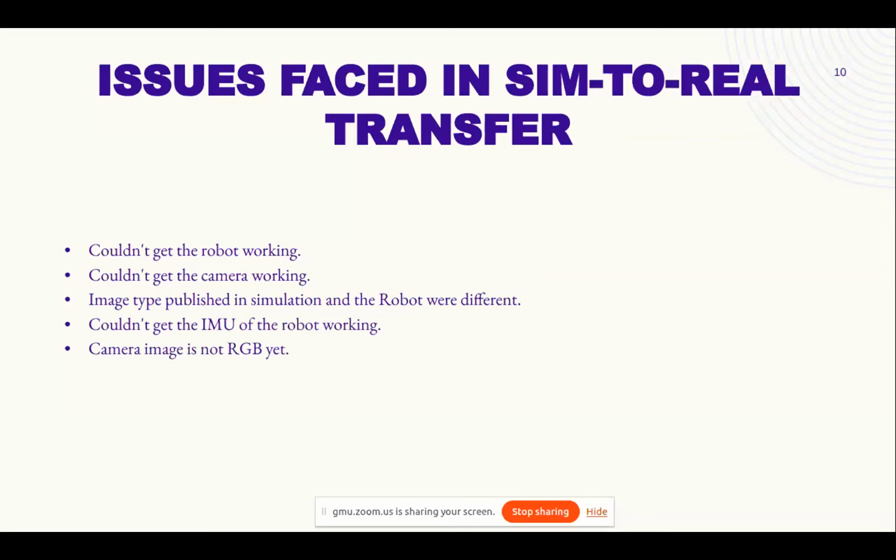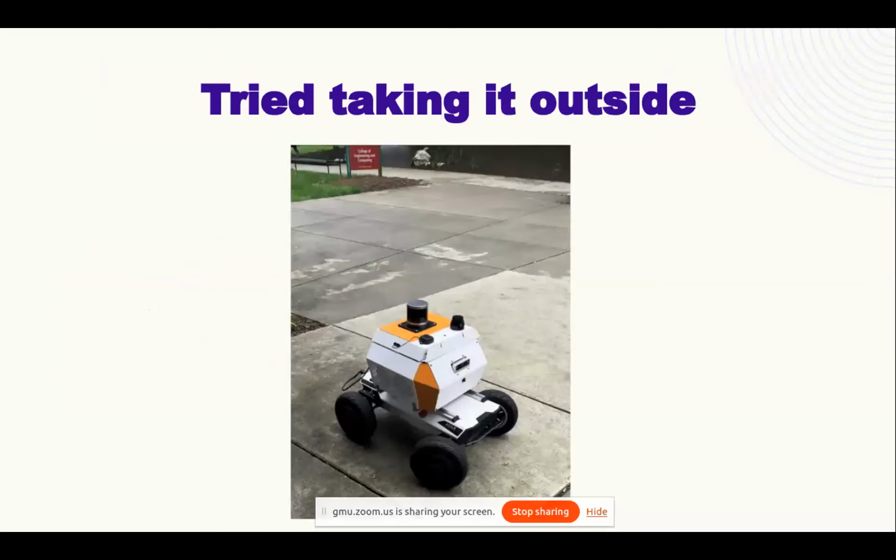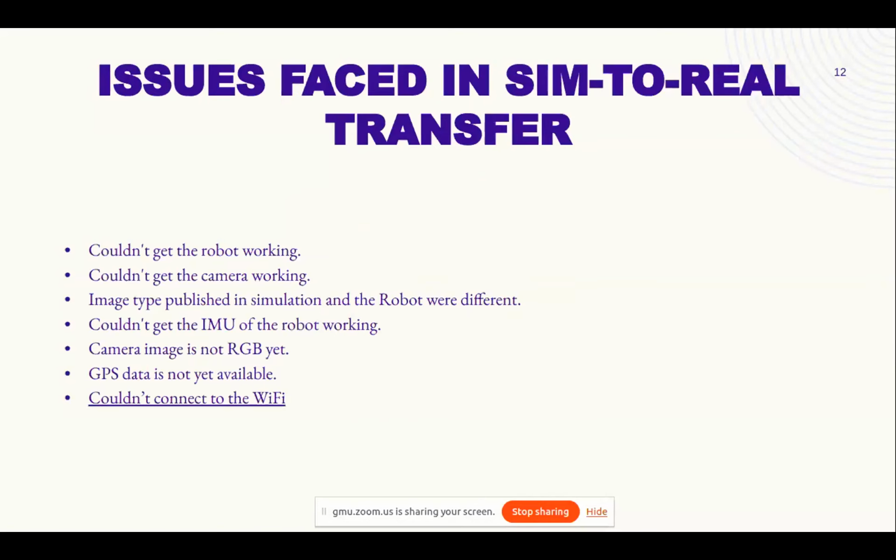Like I mentioned, the camera image is not RGB yet, and the GPS data I still need to implement. I still need to integrate the GPS device on the robot itself, so that I can get the ground truth of where the robot is. I tried taking it outside, but I couldn't connect it to the Wi-Fi. I wanted to do the bird's eye view of the terrain itself, but the robot had to be connected to my laptop, and it wasn't on the same network. So I couldn't get that. This was also one of the issues that I overlooked and took for granted, because it would not have been an issue in simulation, and it was an issue in the real world.